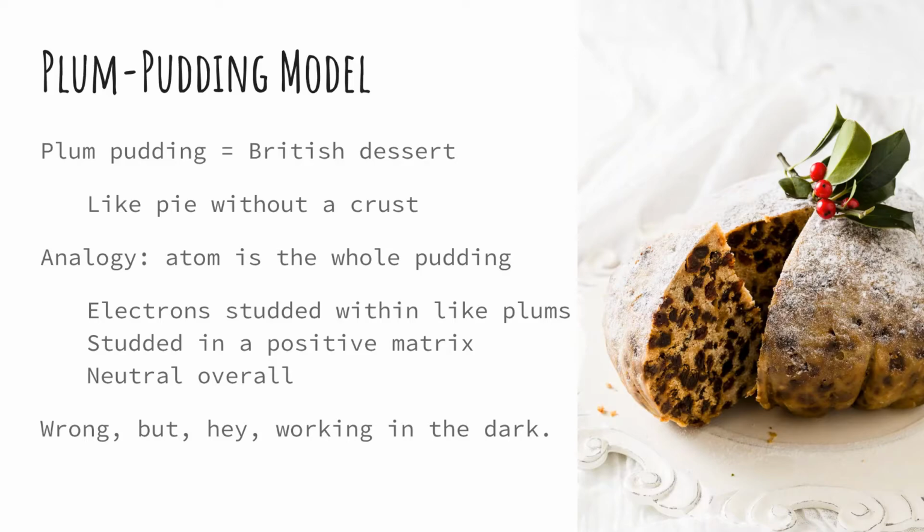Now, the thing is, the plum pudding model was wrong. But give them a break. They were working in the dark. It was a good stab. Good effort. So that is how we discovered the electron and some of its properties. Negative charge, negative 1.602 times 10 to the negative 19th coulombs, in fact. And a mass, 9.107 times 10 to the negative 31st kilograms. And the fact that the atom has some kind of internal structure. They didn't know what it was. They were working on it.